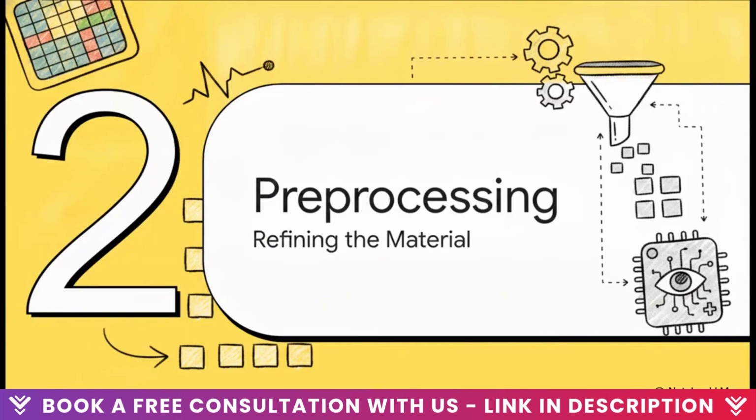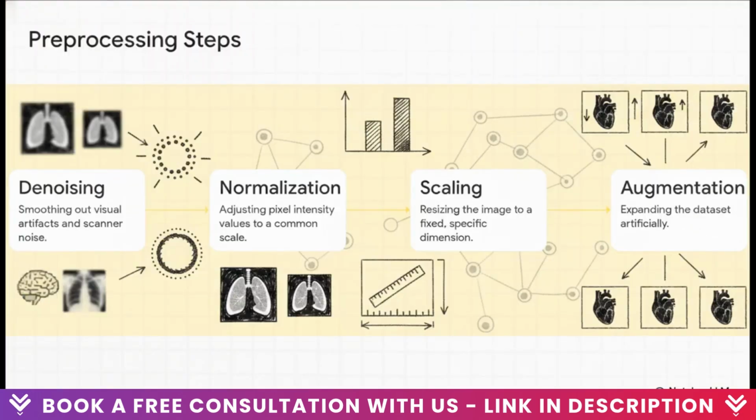Pre-processing. Refining the material. This is where we translate those raw matrices into a clean, standardized language that the machine can actually process and learn from. Before our AI model ever even sets eyes on the data, we have to clean it up. So we run the images through a few key pre-processing steps.